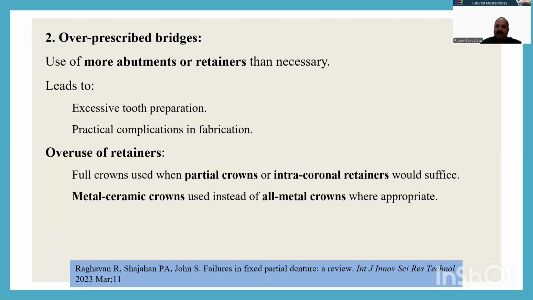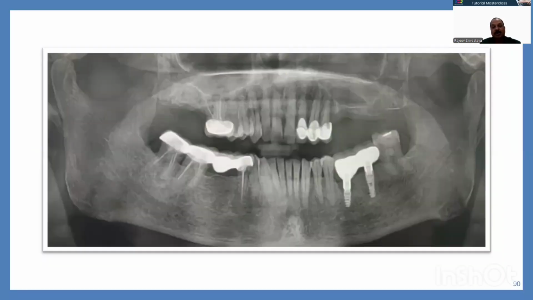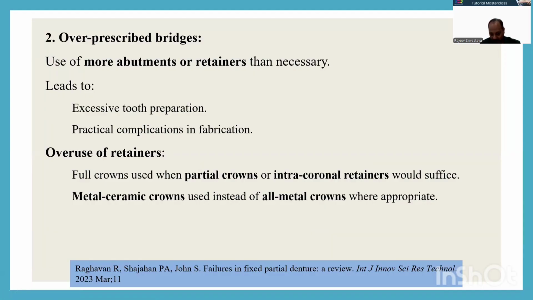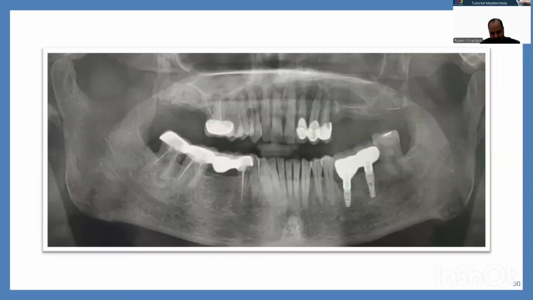Then over prescribed bridges, like using more abutments or retainers, or overuse of retainers, full crowns used when a partial crown or intra-coronal retainer would suffice, and metal ceramic crowns used instead of all metal crowns where appropriate. So you can see now in this case, what has happened is that they have used an extra abutment here which was not required. The 3 unit bridge is an over prescribed bridge. In this case, this last crown should be separate.